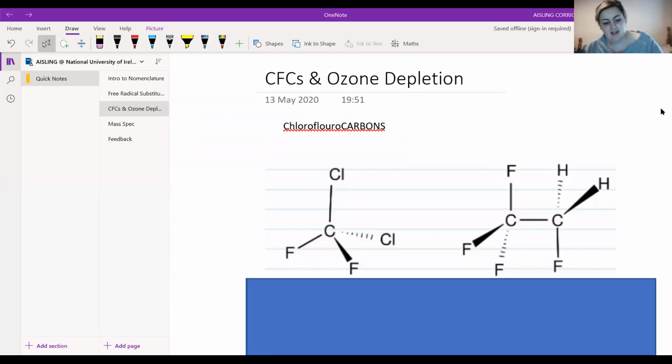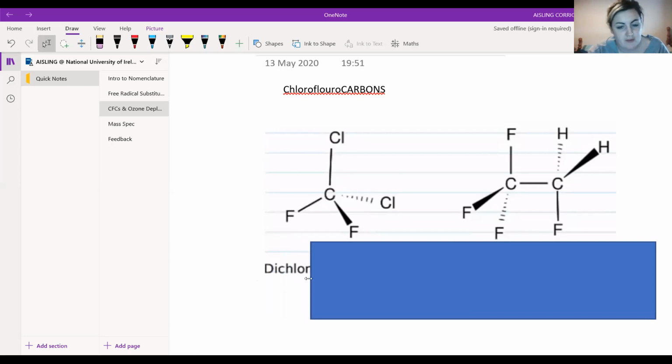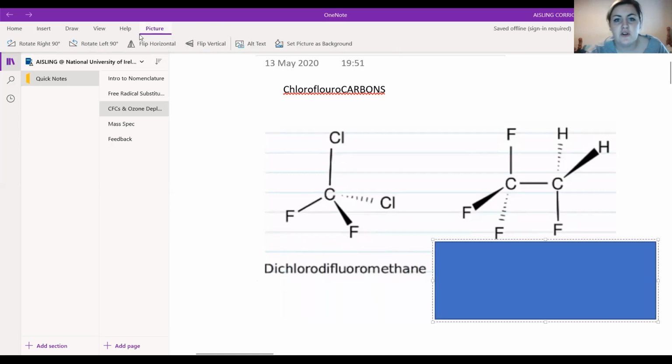We always need to dust off our nomenclature skills. Very important. Okay, so if I look at this, I see that the parent chain is 1 carbon, methane. I see that there are 2 fluorines, difluoro, and 2 chlorines, dichloro. Now the numbering of the carbons here doesn't matter because we only have the 1. And when we name them, it's always alphabetically. So dichloro, C before F, dichlorodifluoromethane.